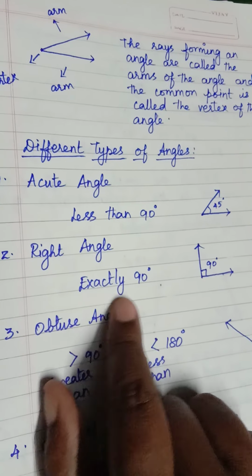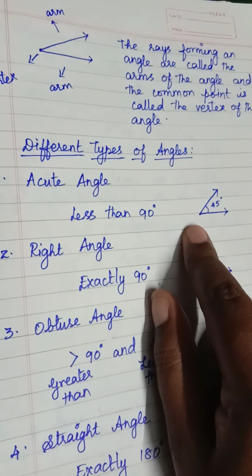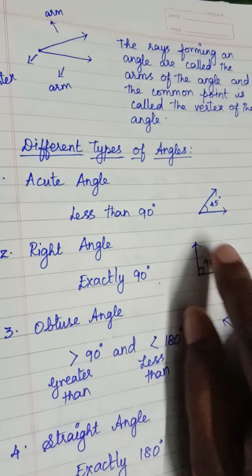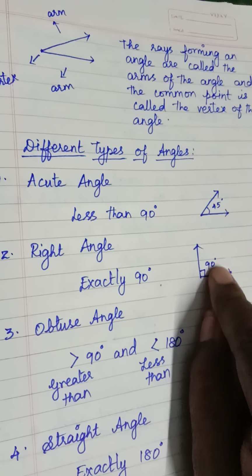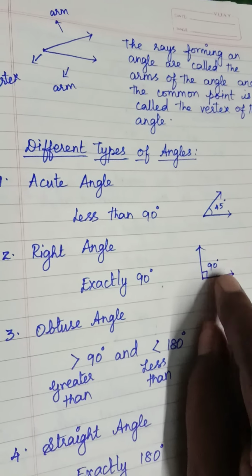Next, right angle. What is a right angle? A right angle is an angle which has exactly 90 degrees. It will be L-shaped like this, and we mark it like this. This is known as a right angle. It will be exactly 90 degrees.